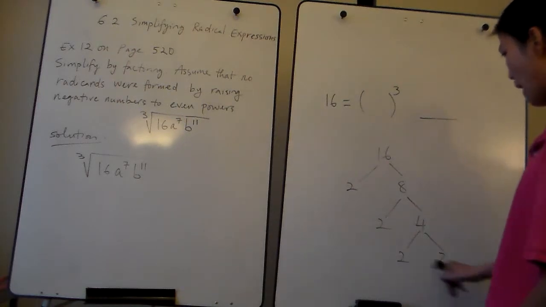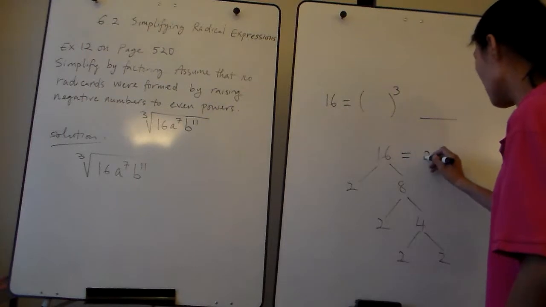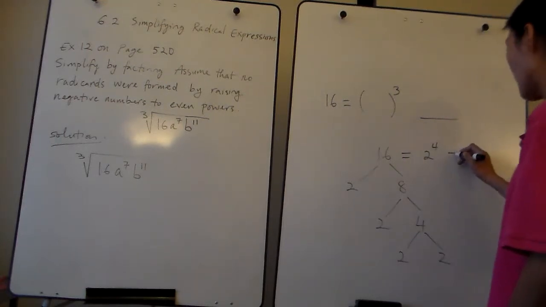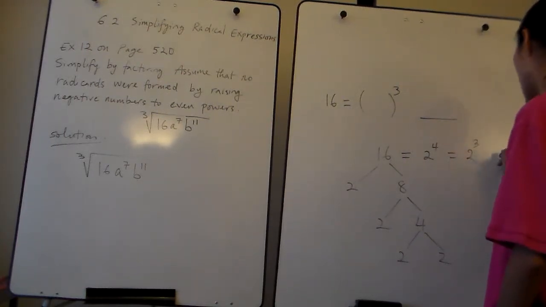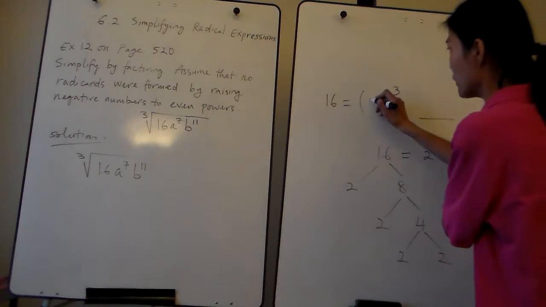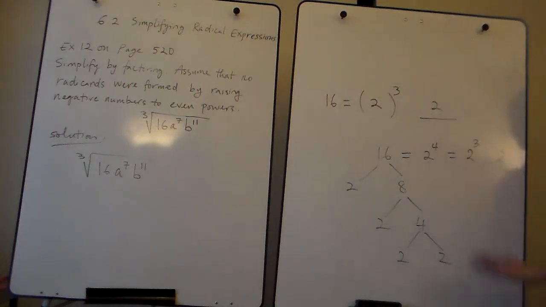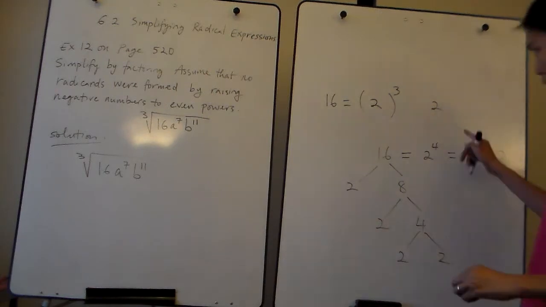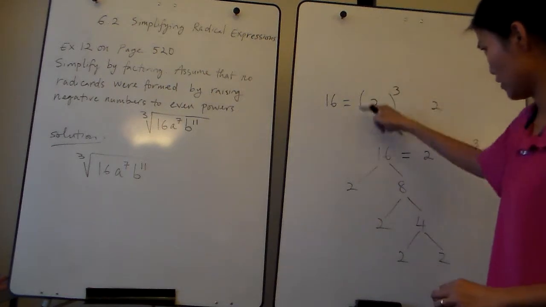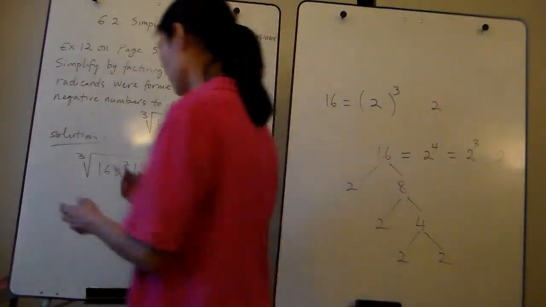So it's 2 to the 4th power because you have four 2s. Or you can rewrite this as 2 to the 3rd times 2. Rewriting this, we have the factor with the exponent 3. So the 2 goes here, and the remaining factors go here. Okay. Now, I'm going to replace these two factors into the coefficient 16.